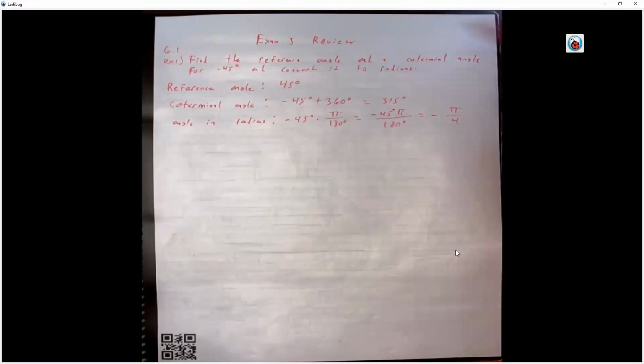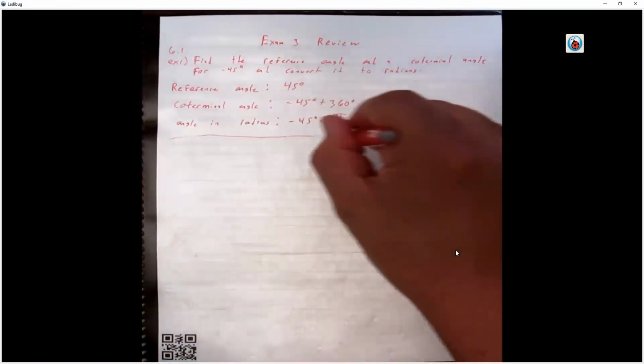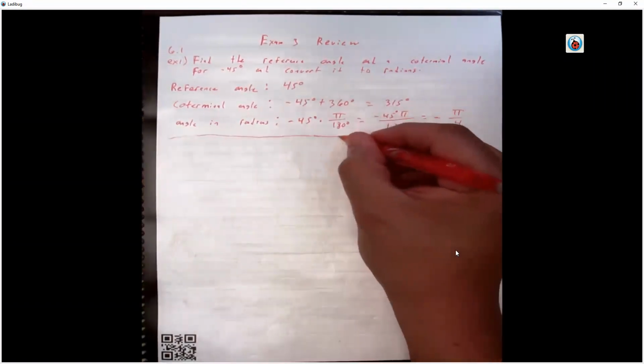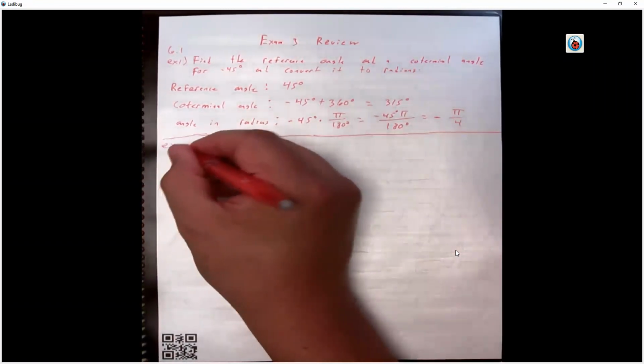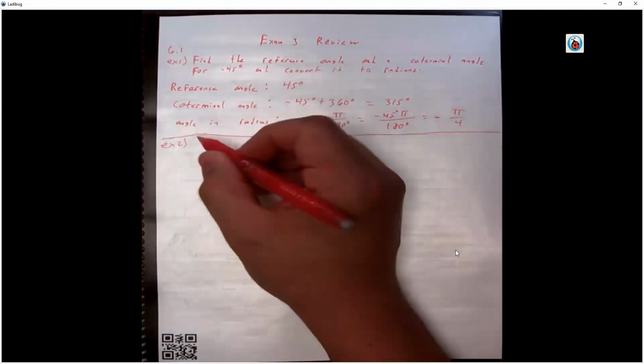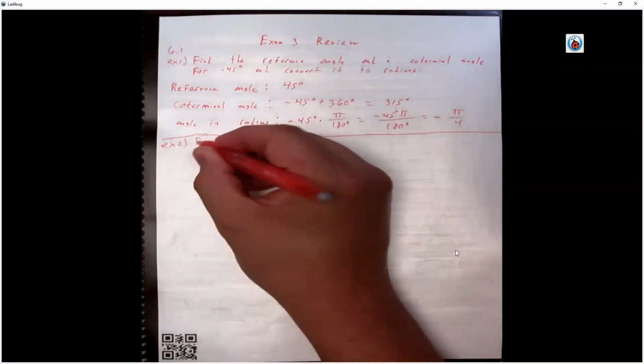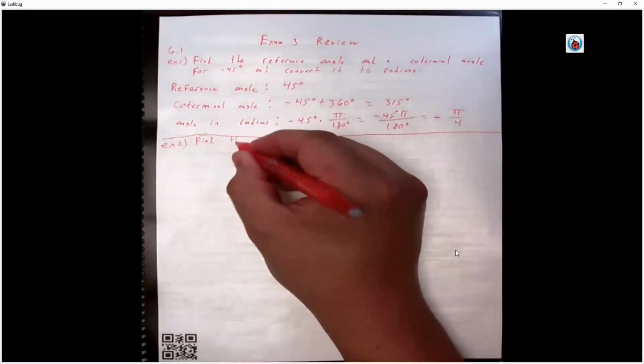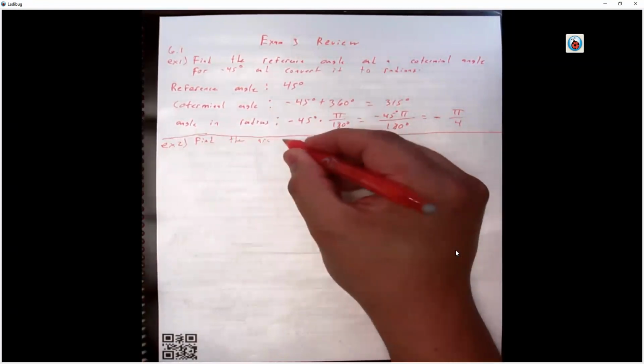So 6.1, that's almost one of the main things that they talk about there. But they also mention it again in 6.3 or 6.2. Any questions on example 1? Okay. The last thing I'll ask about 6.1 would be something like this. Find the arc length and the area of the sector.